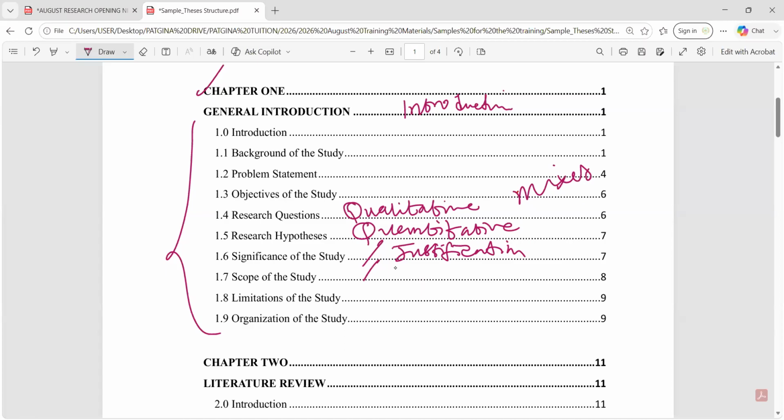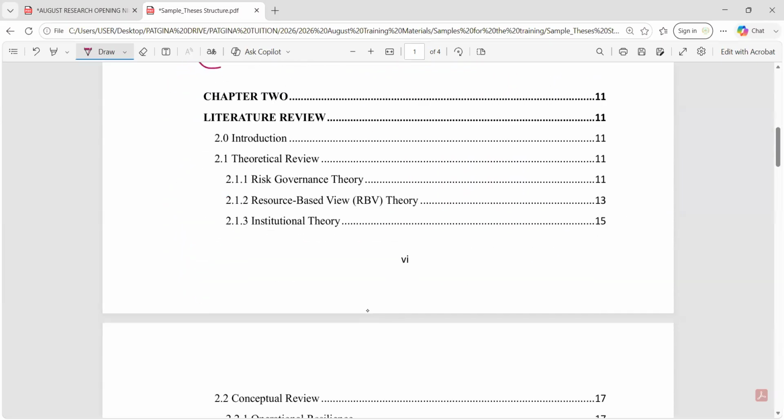For the scope, some schools say delimitation. That is delimitation. You may see this. It's the same as the scope of the study. So take notes. Then we come to the limitation of the study and the organization of the study. Chapter 2 is about the literature review.